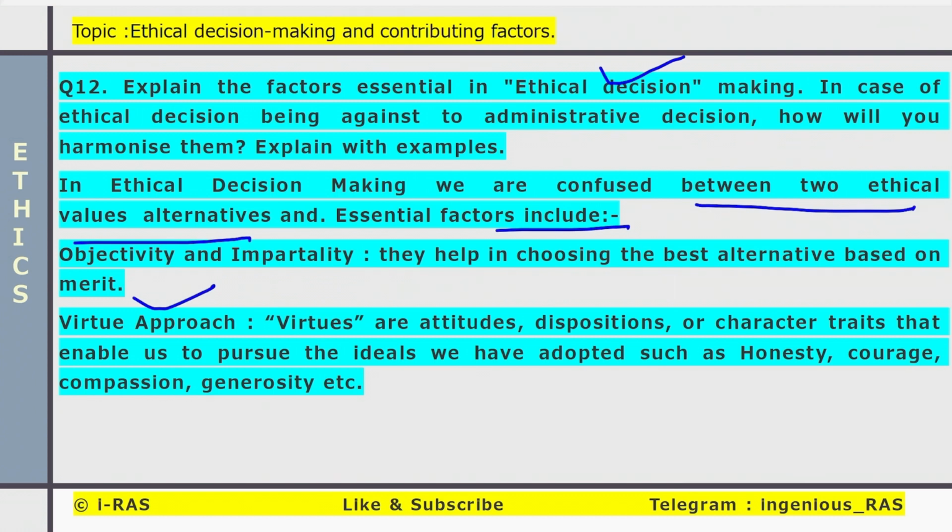Next is the virtue approach. Virtues are basically attitudes, dispositions, or character traits that enable us to pursue the ideals we have adopted, such as honesty, courage, compassion, generosity. It is basically a personal thing. Whatever the personal values of an administrator, they will affect his decisions also.